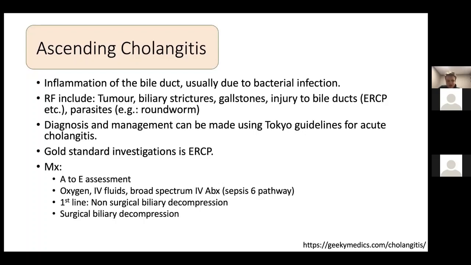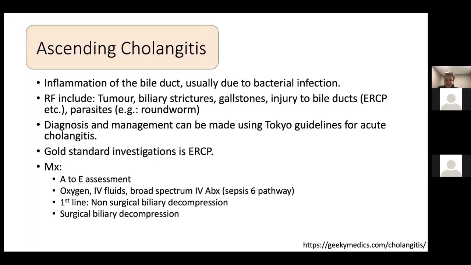That comprises of multiple procedures with quite complicated names. So I think it's important to look that up, but important to realise that you shouldn't rush in with surgical intervention immediately. That's a last resort in an ascending cholangitis. But initiate sepsis 6 within an hour on these patients.